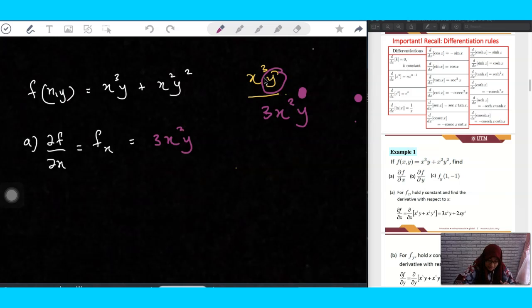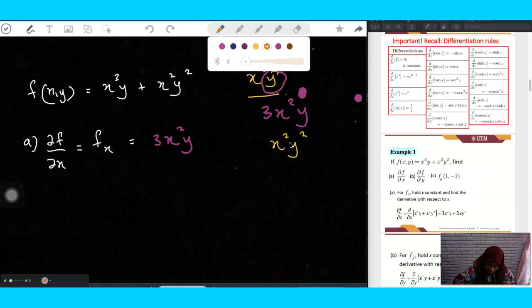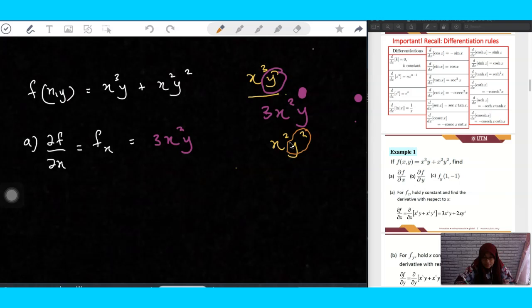Now look at the second term, x squared y squared. Can you see the x? Yes, so it cannot be 0 because you can see the x here. y is constant, so y squared here is also constant. You just differentiate the x squared. What happens if you differentiate x squared with respect to x? You will get 2x, and then just copy the y squared because y squared is constant. So that is your second term, 2x y squared. That is your answer.